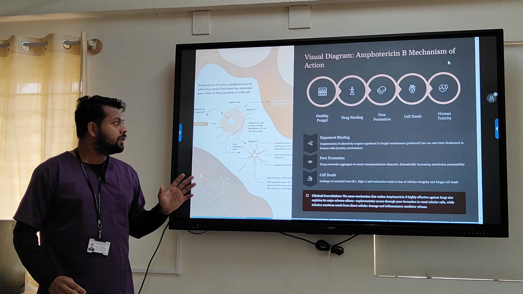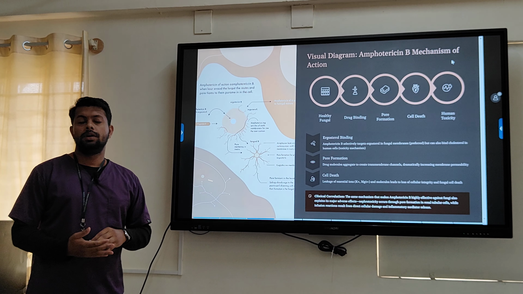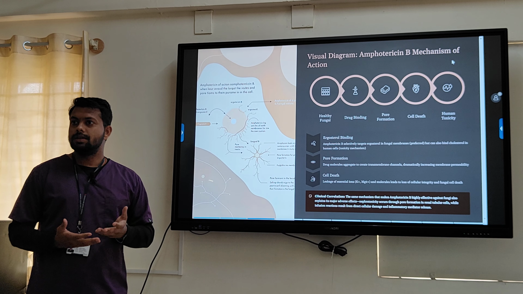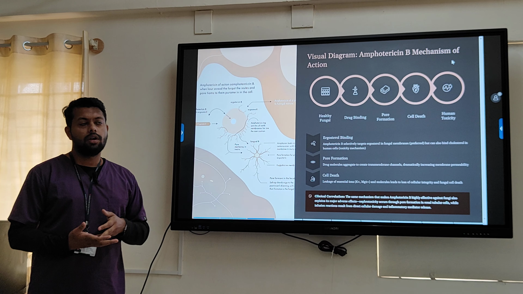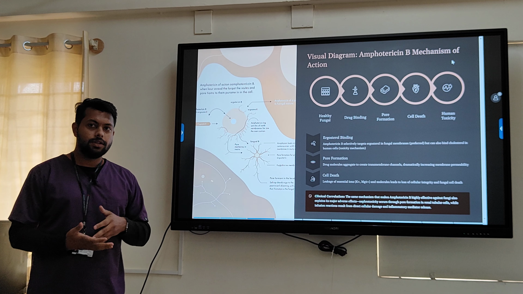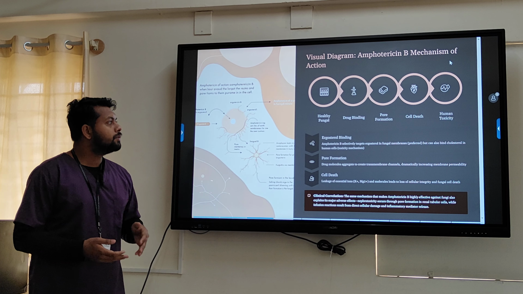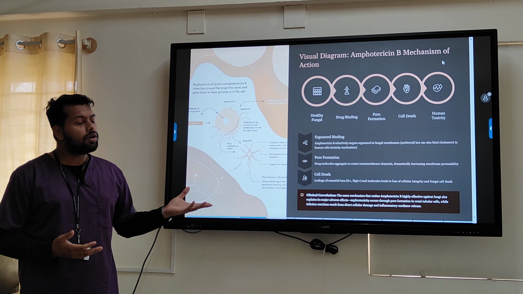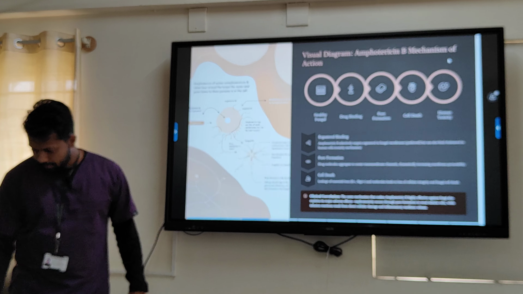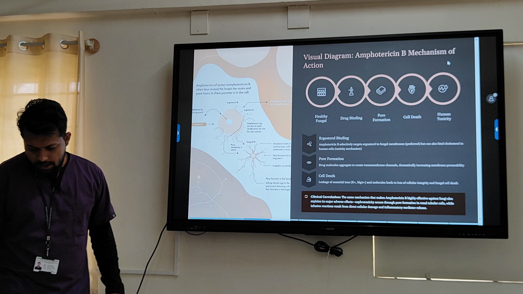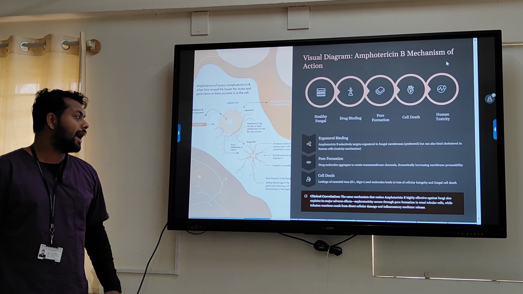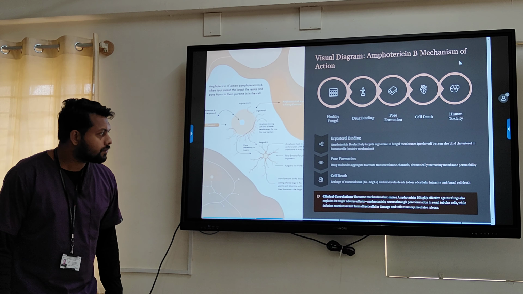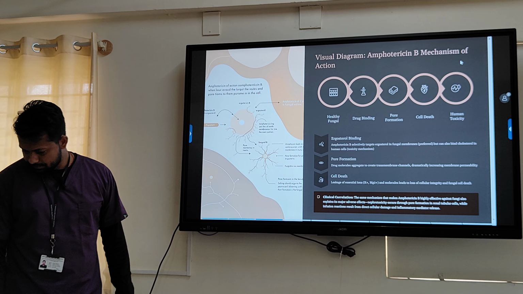It not only acts on ergosterol, it also acts, in a very small amount, on cholesterol, which is present in the human cell. Because of binding to cholesterol, it shows some toxicity also. There will be leakage of ions like potassium, magnesium, calcium, and other molecules.